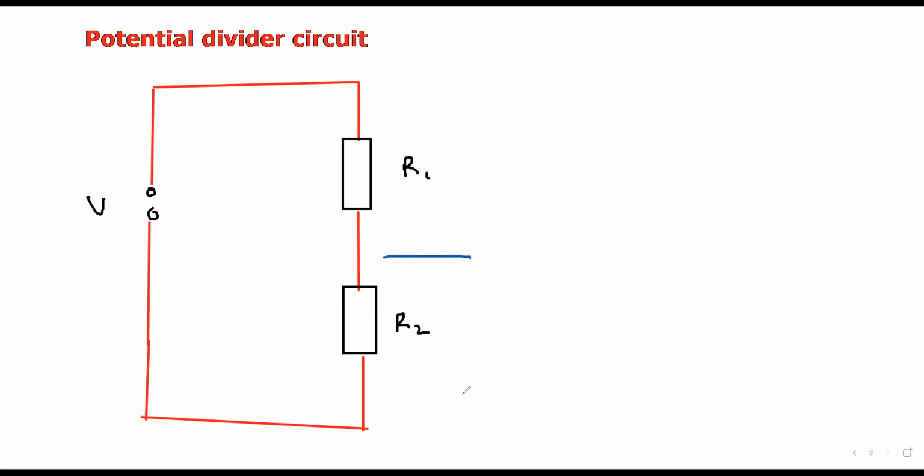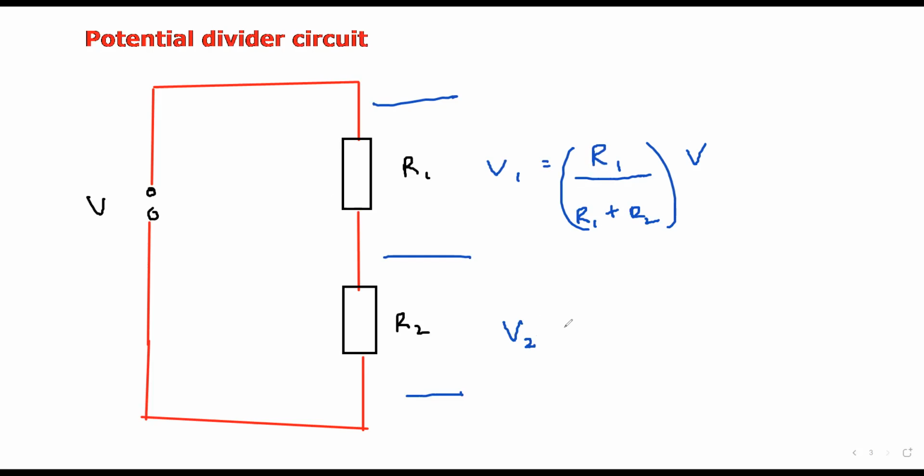If I need the voltage across the first component, V1 is equal to the resistance of that part divided by the sum of the resistances, multiplied by the total voltage V. That's the formula to get the voltage across the first component. If I need the voltage across the second component, V2 equals the resistance of that part divided by the sum of the resistances of the two components, multiplied by the total voltage V.